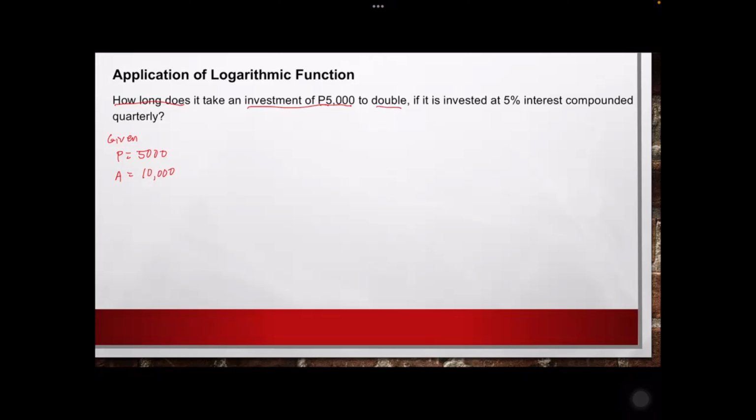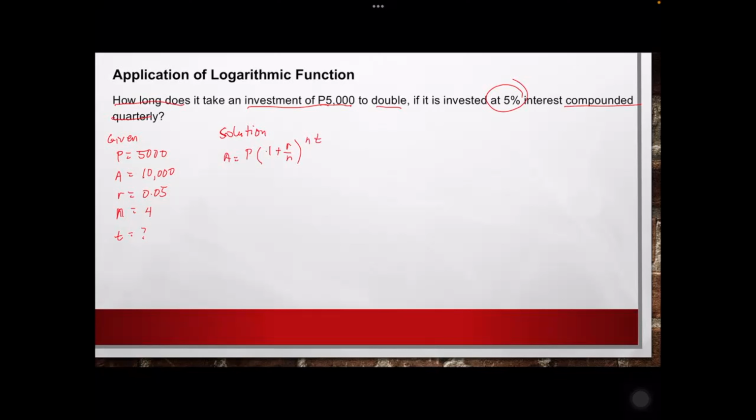Then, yung R natin is equal to the 5%, that will be 0.05. And yung N natin is equal to compounded quarterly. This will be 4. Kasi quarterly siya. So, the missing is the time. So, solution natin, gamitin natin formula is A is equal to P times 1 plus R over N raised to NT. So, plug in lang natin yung given sa ating formula.